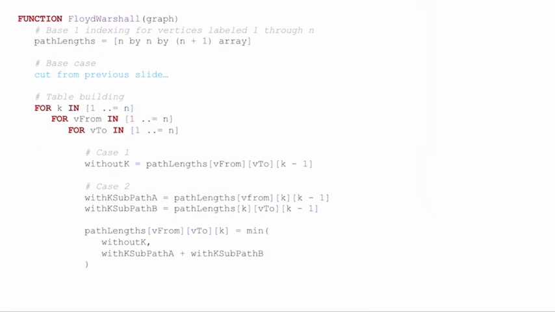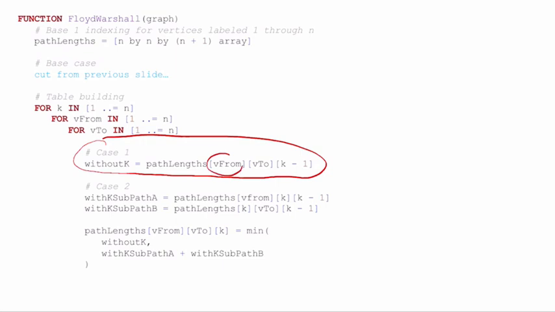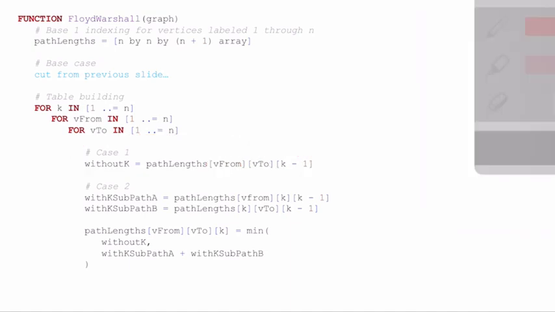Okay, so our first case is when we don't include the vertex k on the path, in which case the path length we care about is, well, how do we get to the to vertex from the from vertex, not using the vertex k? That's the first case we want to compare. The second case we want to compare is, well, what happens if we do use the vertex k?